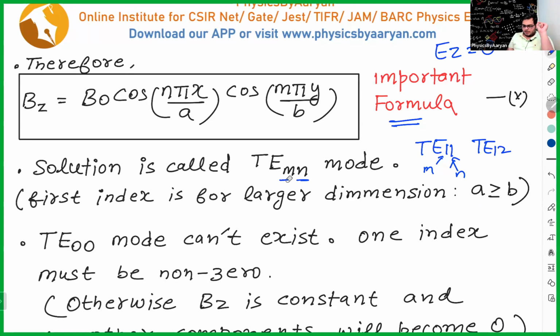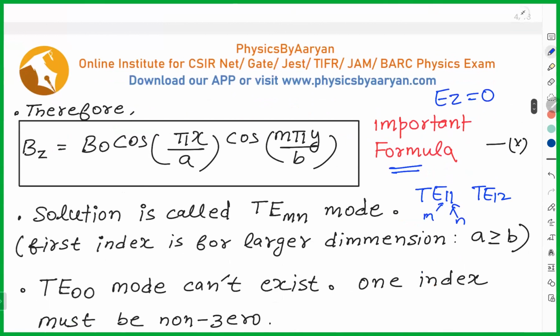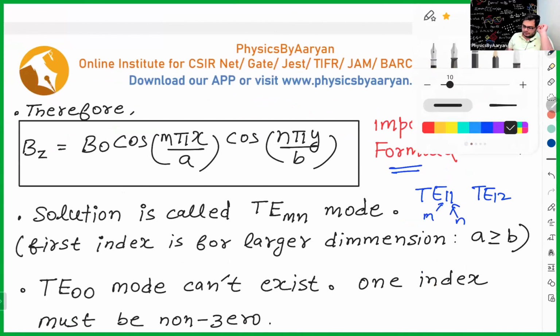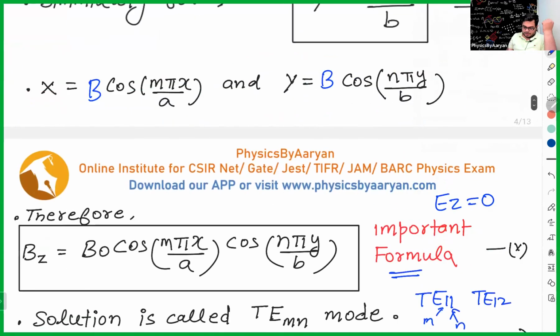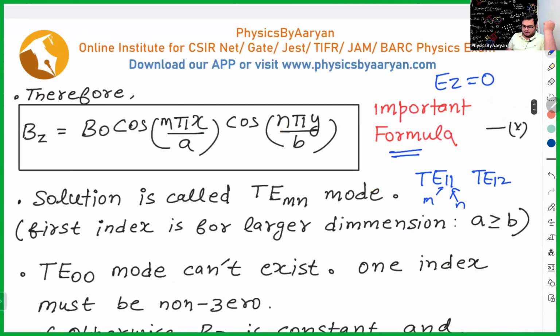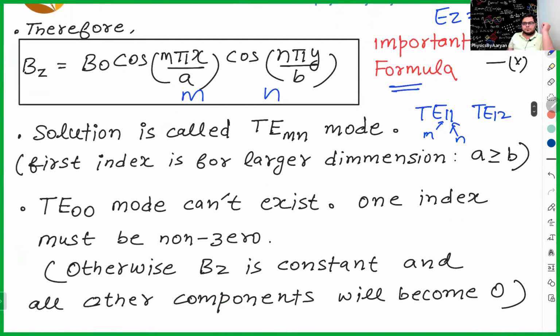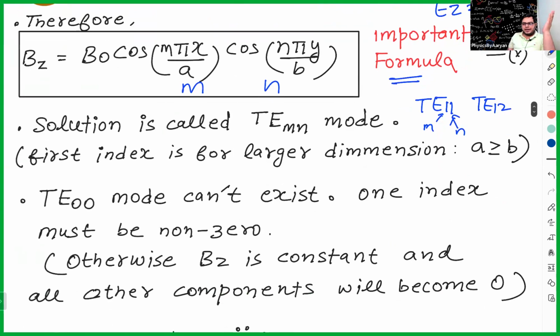TEmn mode. Okay. Sir, you wrote m with y, but if it is for a, then it should be... Oh, sorry. Yeah, m pi by a. Thank you for correcting. You are correct. I chose x for m and n for this. So it is mn. We can now see mn. TEmn mode. Okay.